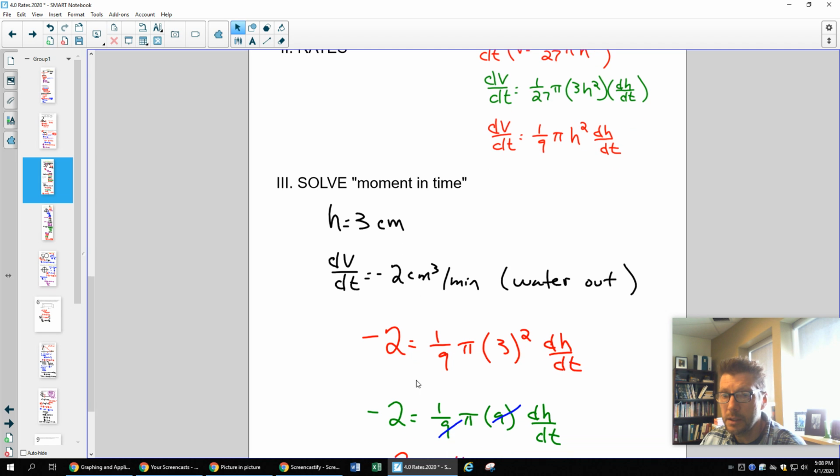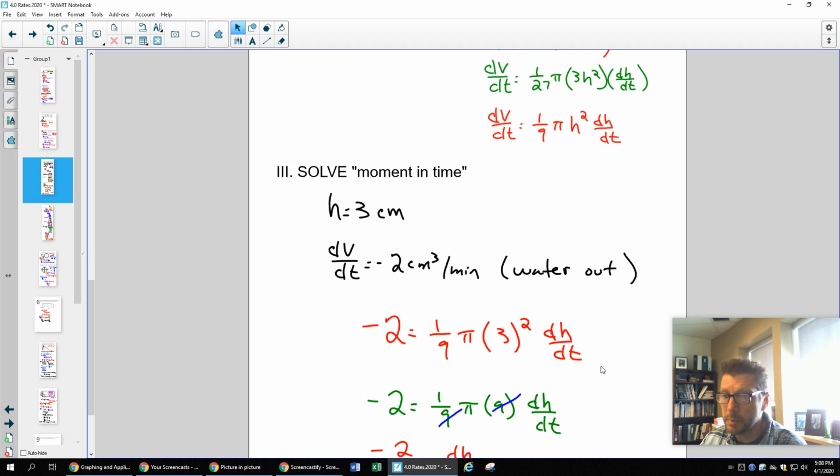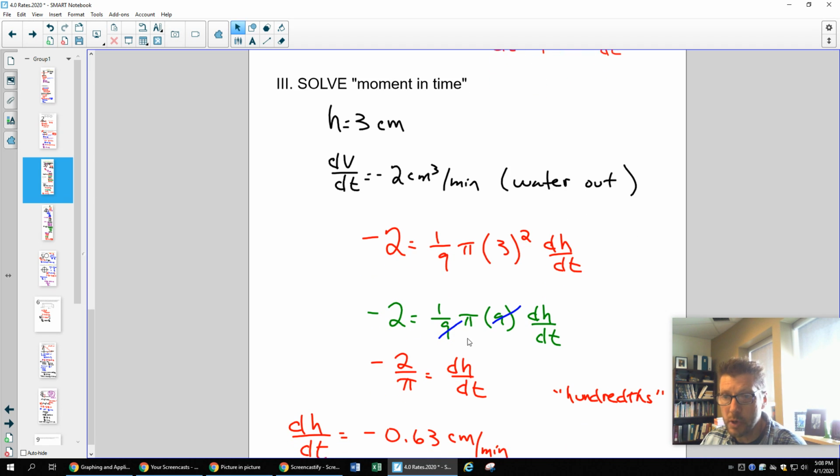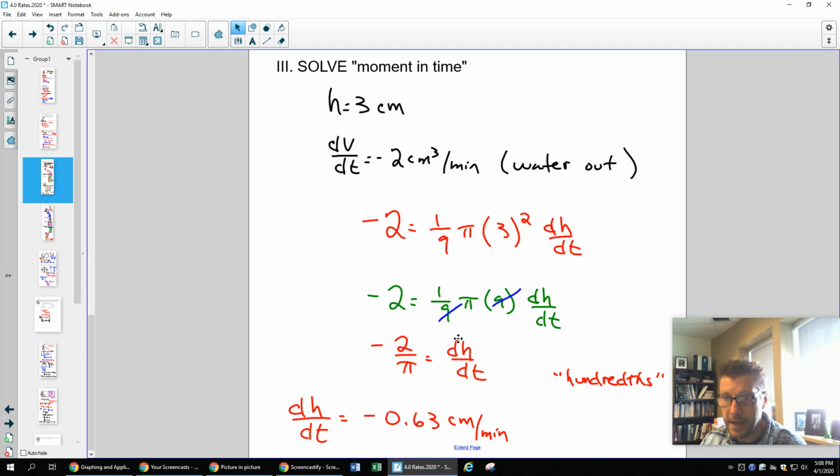Put everything in. Multiply, a little bit of fraction skills. 3 squared is 9. 9 divided by 9 just kind of goes away. A little more cross multiplying. And how is the height changing as the time is passing? Simplify. I think we said in our problem, nearest hundredth. So the water is dropping. It's negative 0.63 centimeters per minute.